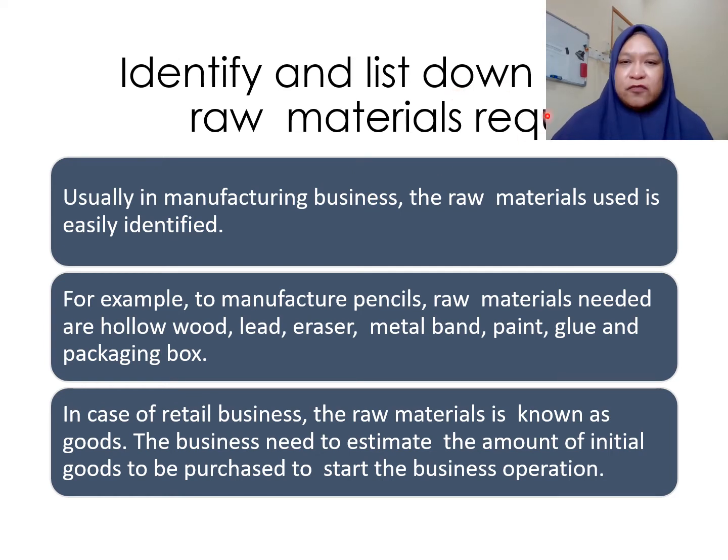First we will list down all the required materials. In order for you to list down the materials needed, you must know what the materials needed for your business are. For example, for manufacturing pencils, the raw materials needed might be the wood, the lead, the eraser, and so on. Let's say that you are selling nasi lemak, you know what the raw materials needed to cook it are. Let's say that you are doing a retail business. The retail materials are known as goods, so you need to know how many goods you need to order and purchase from the supplier.